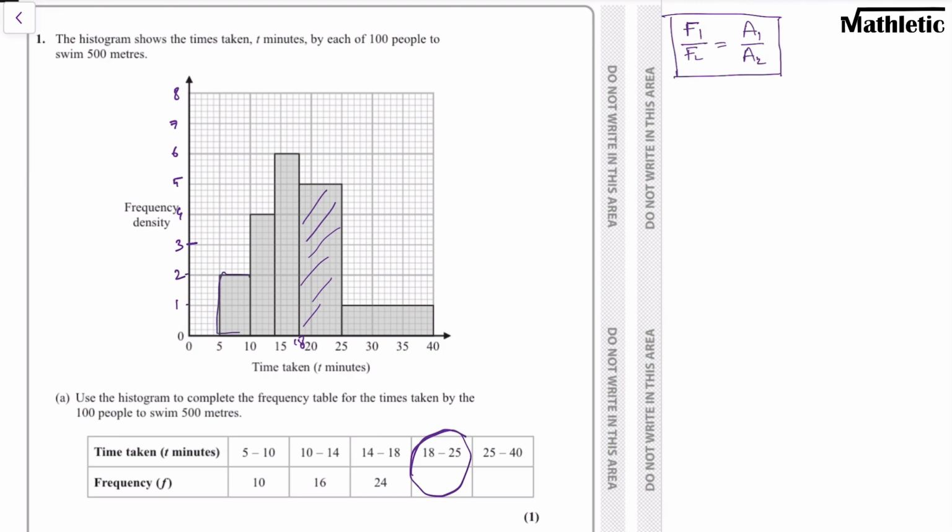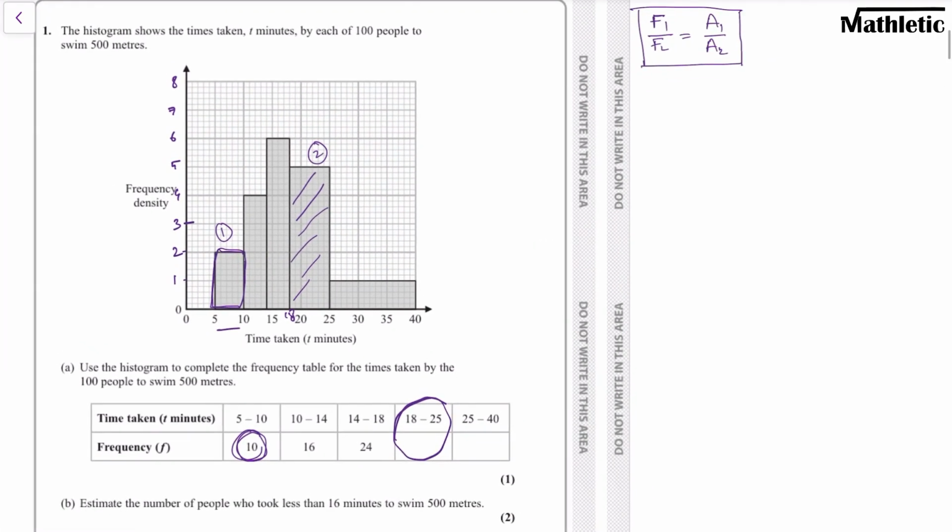Suppose I will be taking help from the first bar. So this will be my first bar, and the one I'm trying to find the frequency of is my second bar. F1 is the frequency of the first bar, F2 the frequency of the second bar, A1 is the area of the first bar, A2 the area of the second bar. The frequency of the first bar, 5 to 10, is given in this table, which is 10. F2 is the frequency of the bar I'm trying to find, so let's assume it to be X.